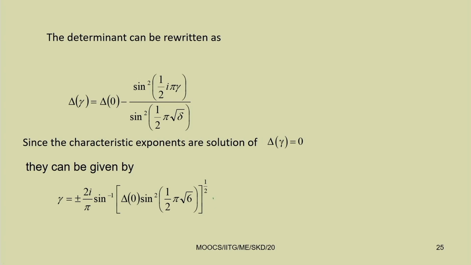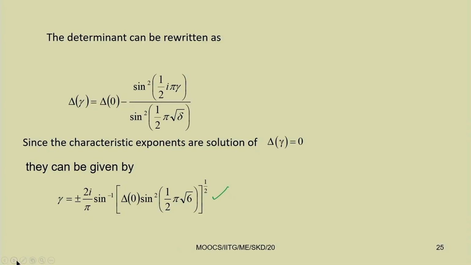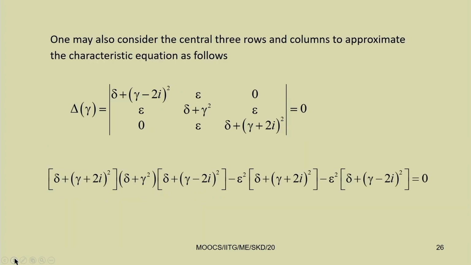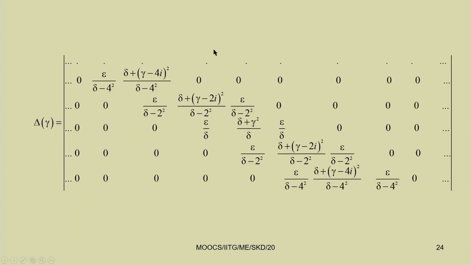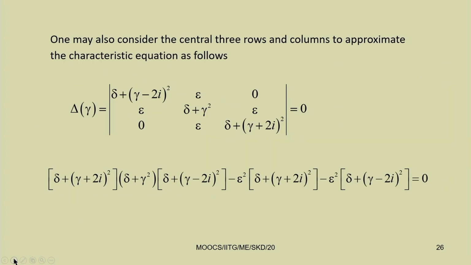So, when gamma is positive the system is unstable, and when gamma is negative the system is stable. You have to find the value of gamma for which it is 0, first to find the transition curve, or you can find the lambda value. If lambda is lying in the unit circle, then it will be stable. You can also consider only the central 3 rows and 3 columns.